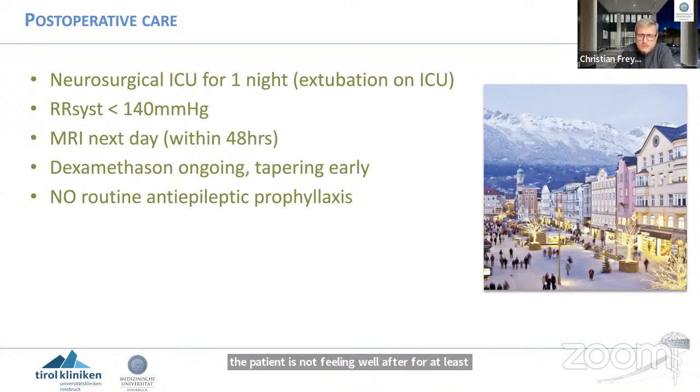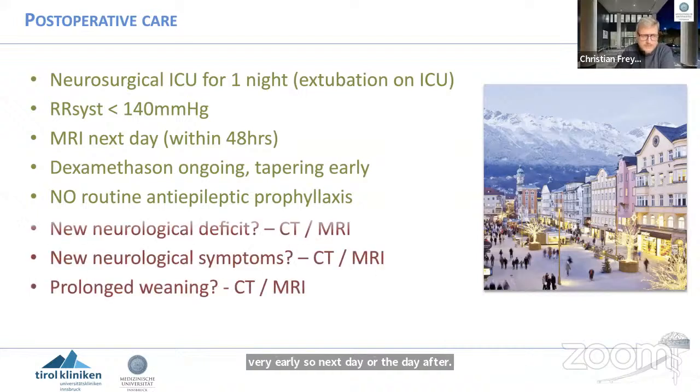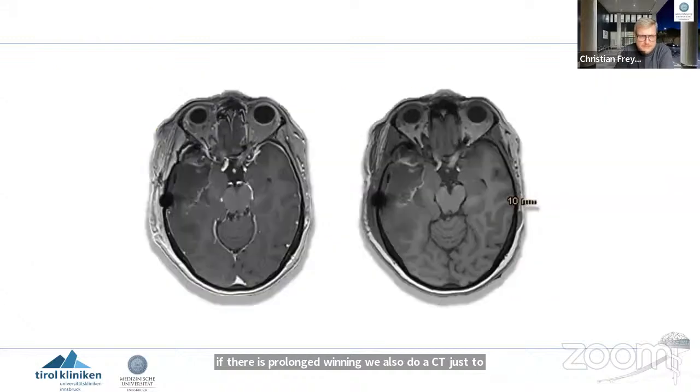Dexamethasone is ongoing, but we try to taper it very early, so next day or the day after. We don't use anti-epileptic prophylaxis routinely. If there's a new neurological deficit that is unintended or unexpected, then we do a CT or an MRI, depending on the patient's state. If there are new symptoms like a new seizure, we also do a CT. And if there is prolonged weaning, we also do a CT, just to be assured that there is no major rebleed.